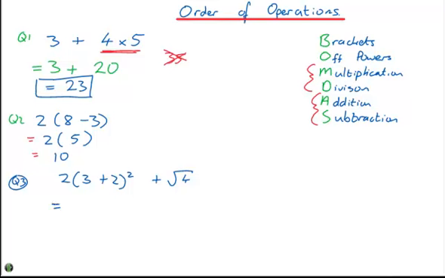So this is going to be equal to, first off, B. Do we have brackets? Yes, we do. We can see the brackets there. So let's get through them. So we can write this line out. So do one step and then write it out again. So we've got 2 times 3 plus 2 is 5 squared plus the square root of 4. So that was brackets that we've done there. We just worked out the brackets.